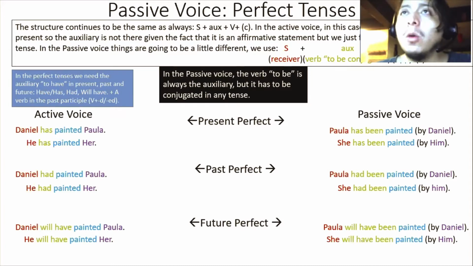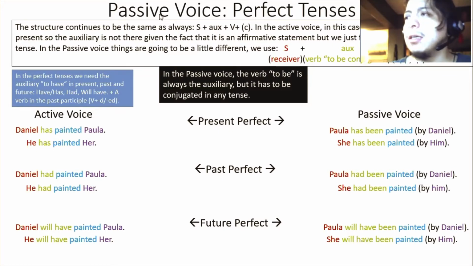Okay, so as you remember, if you have been following all the videos in order, we were speaking about the passive voice. We explained the passive voice a few videos ago. We were saying that in the passive voice, the important thing is not the doer of the action. The important thing is the receiver of the action. That's pretty much the thing with the passive voice.